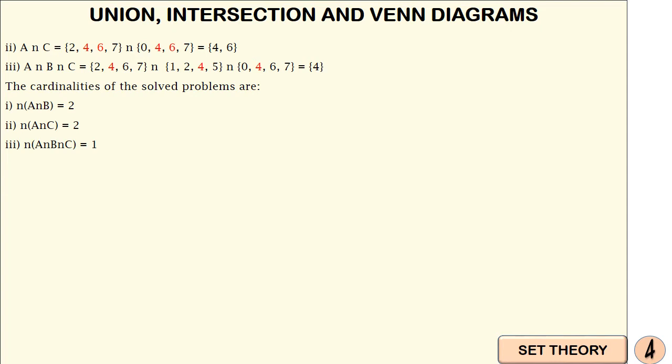Last time, we talked about the cardinality of a set. We described it as the number of elements found in a set. We can go ahead and determine the cardinality of the 3 examples that we have seen above. In number 1, we discovered that the elements in A intersection B were 2 and 4. Therefore, the cardinality of A intersection B is 2. In the same way, the cardinality of A intersection C is 2, while the cardinality of the intersection of A, B, and C is 1, because it contains just one element.